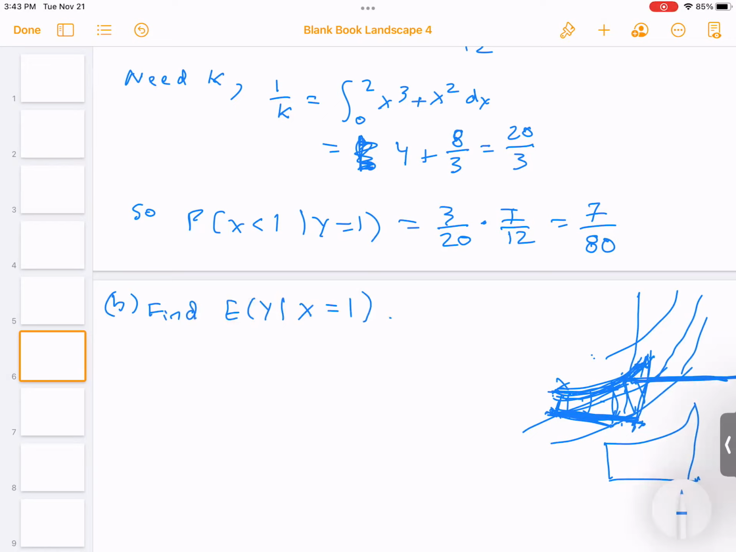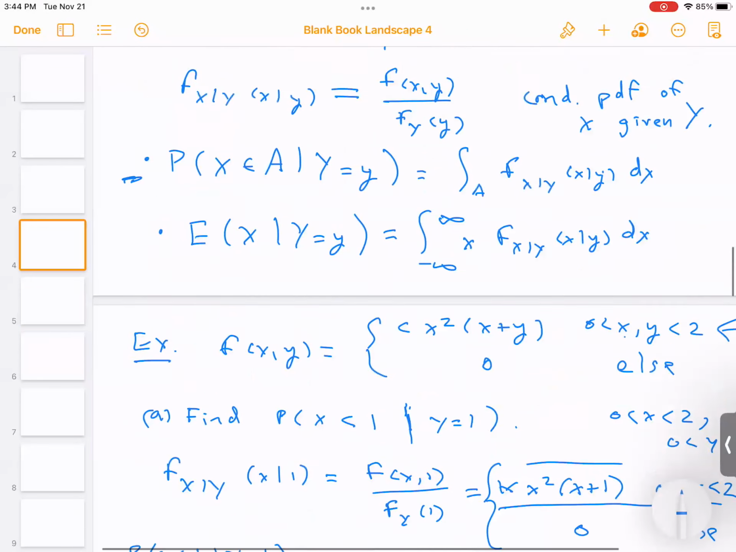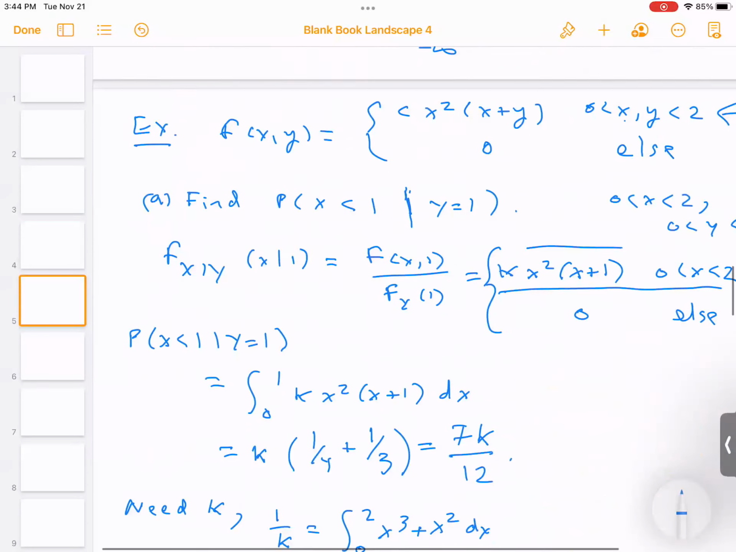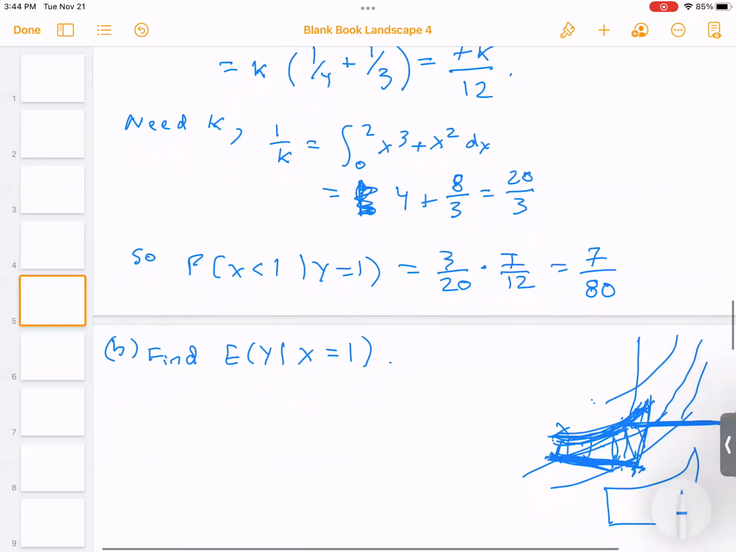So what do we do here? It's just like before. You can consider this a definition since it is new, but just take that to be what we talked about on this page, a couple pages back. You take this part to be part of this big definition. This is how you do probability. This is how you do expected values. You use the conditional densities.